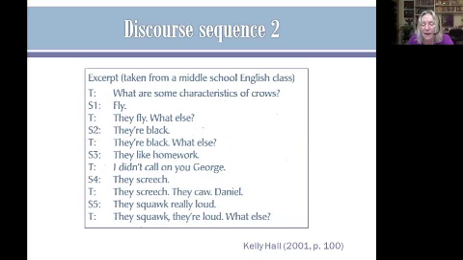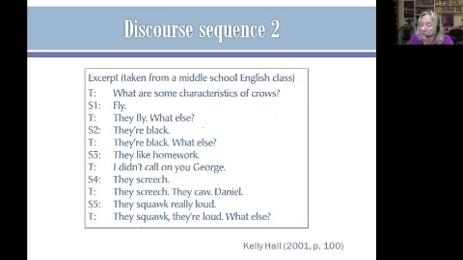Student 1, "Fly." Teacher, "They fly." What else? Student 2, "They're black." Teacher, "They're black." What else? Student 3, "They like homework." Teacher, "I didn't call on you, George." Student 4, "They screech." Teacher, "They screech, they caw." Daniel, "They squawk really loud." They squawk, they're loud. What else?